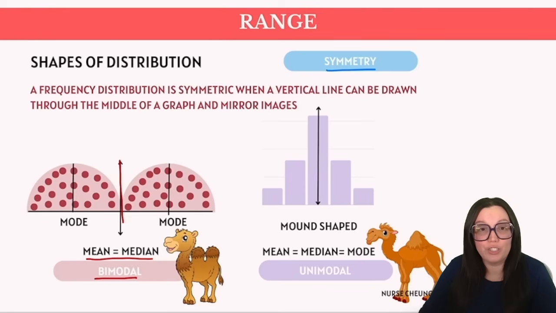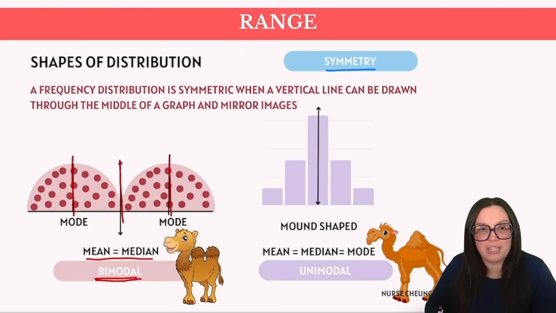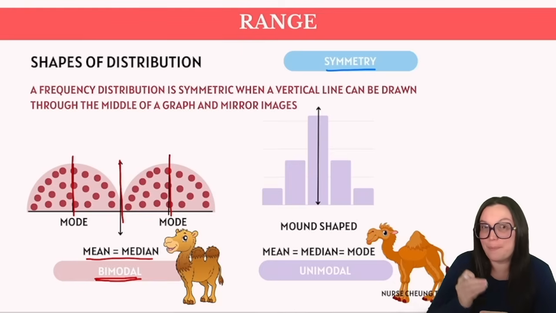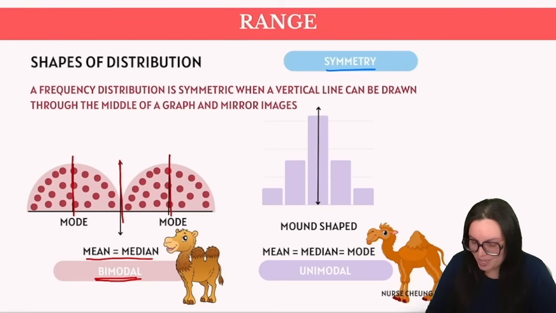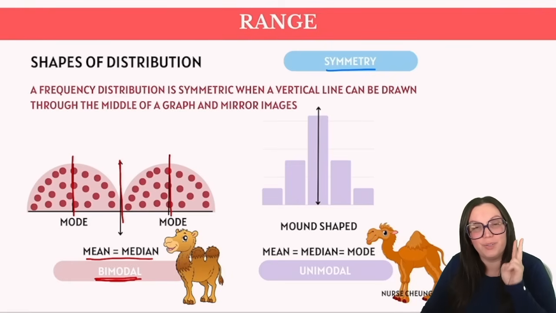Something else that's important to note here is our graph's peaks. They indicate the frequencies and provide us with our modes. As you can see here, we can observe two prominent peaks, suggesting that we actually have two modes. This leads us to identify this kind of distribution as bimodal, meaning that we have two modes or two frequencies. It's also symmetric, and we have coinciding mean and median values. So in this particular example, this is going to be bimodal, bi meaning two modes.